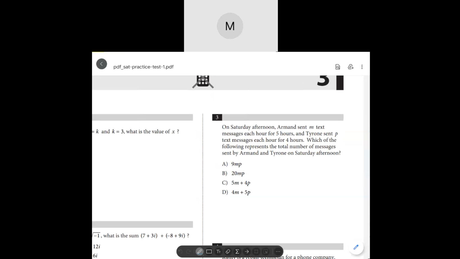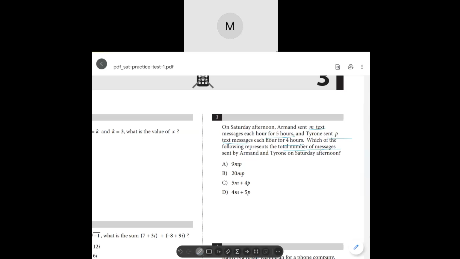During the SAT, a recommendation would be that instead of reading the full questions, and sometimes the questions might be long, just focus on the main parts. So here, M text messages, 5 hours. P text messages, 4 hours. And the final question, total number of messages. So just by reading this much information, instead of reading the full question, if I just find out the important pieces of information from the question, I can pretty much get to my answer.